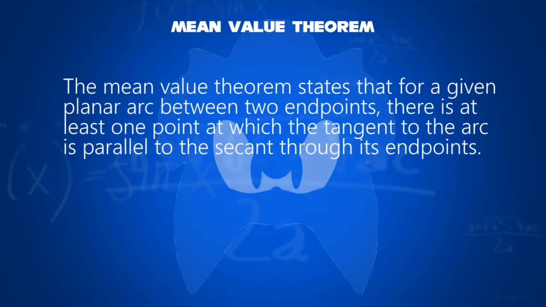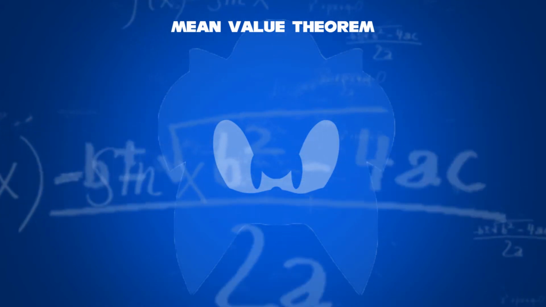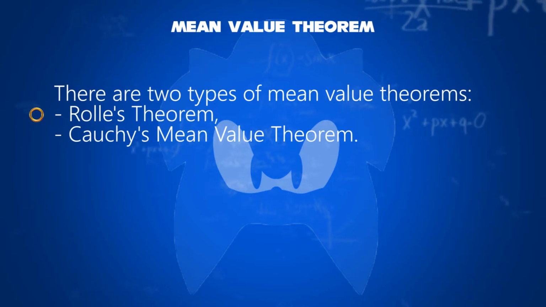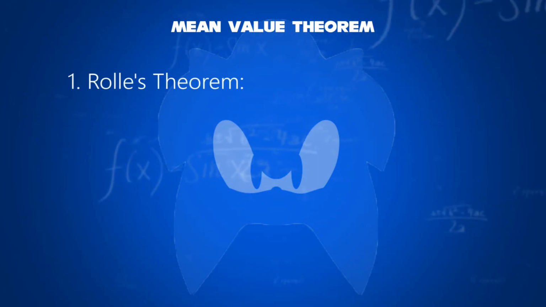The mean value theorem states that for a given planar arc between two endpoints, there is at least one point at which the tangent to the arc is parallel to the secant through its endpoints. There are two types of mean value theorems, namely Rolle's theorem and Cauchy's mean value theorem. Let's have a look at Rolle's theorem.